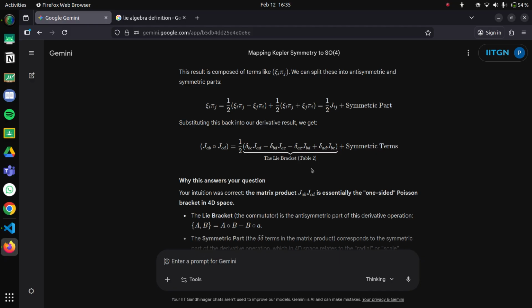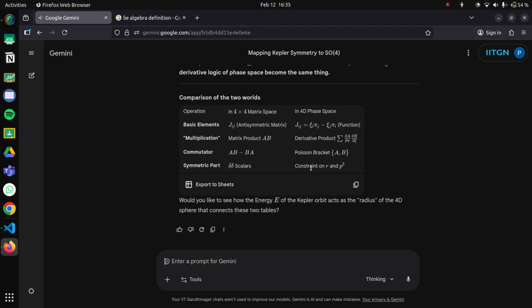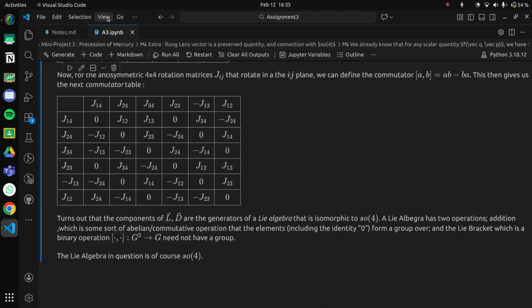So the Lie bracket is the anti-symmetric part of this derivative operation. The symmetric part of the derivative operation is scale constants. Okay, this is some weird math. I think nobody has exploded, and that's why it can't answer it. So if nobody has exploded, it probably doesn't exist. This is just enough.